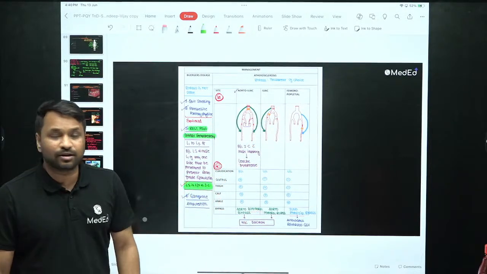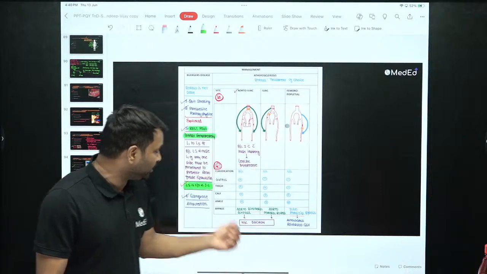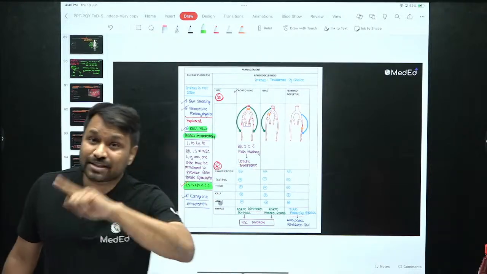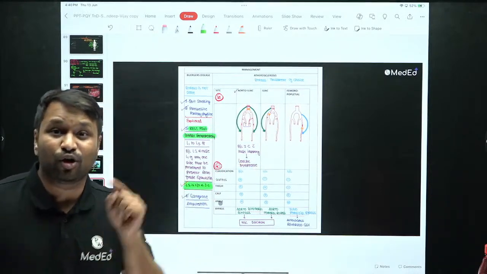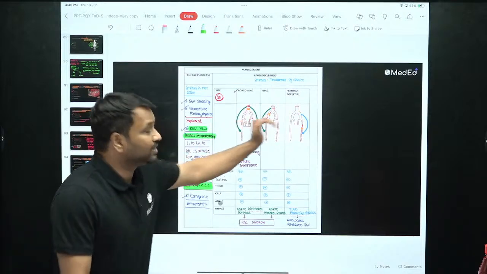Thigh, calf and ankle will be involved. If it is femoropopliteal, only calf and ankle is involved. Based upon the site or the level of claudication, you can predict the site of occlusion.